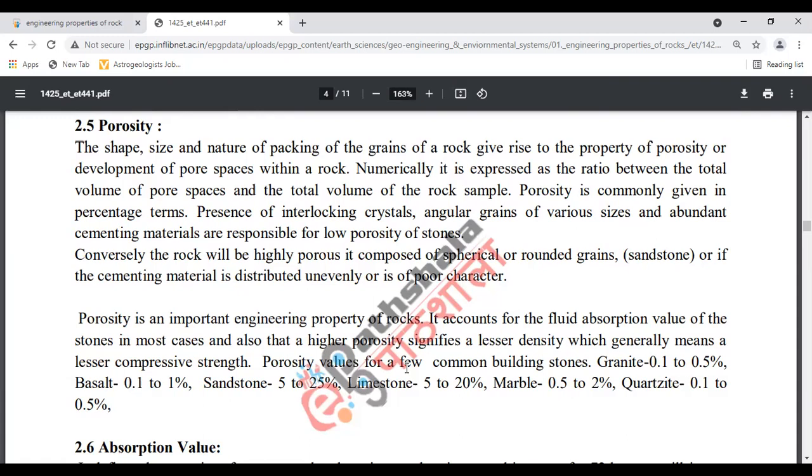It accounts for the fluid absorption value of the stones in most cases, and also a higher porosity signifies a lesser density, which generally means a lesser compressive strength. Porosity values for a few common building stones: granite 0.1 to 0.5%, basalt 0.1 to 1%, sandstone 5 to 25%, limestone 5 to 20%, marble 0.5 to 2%, and quartzite 0.1 to 0.5%.